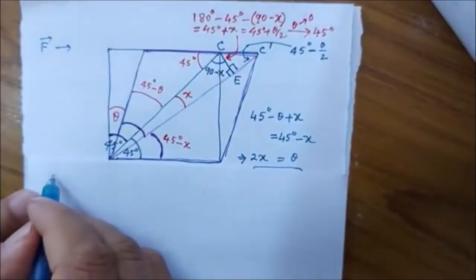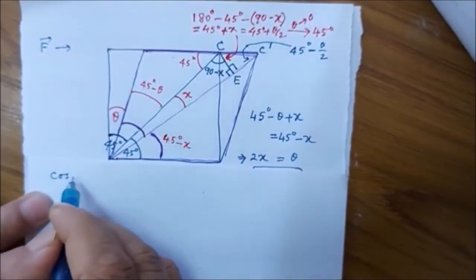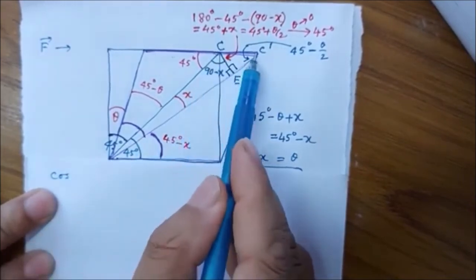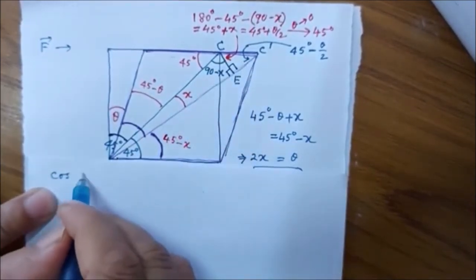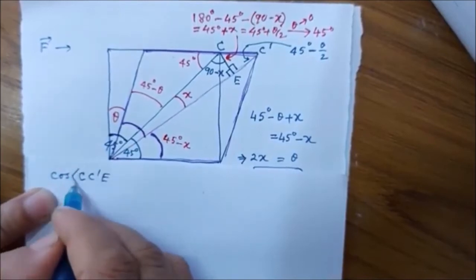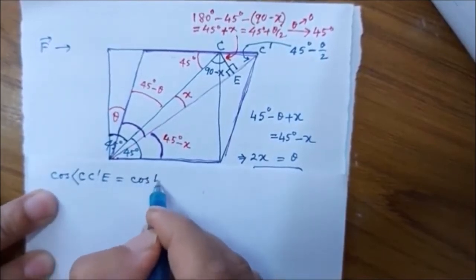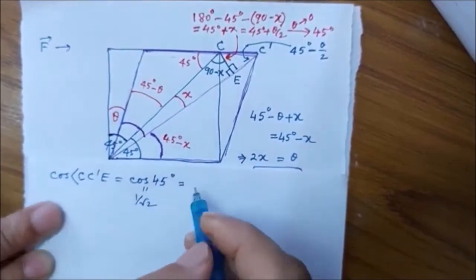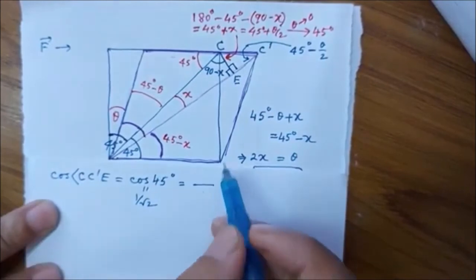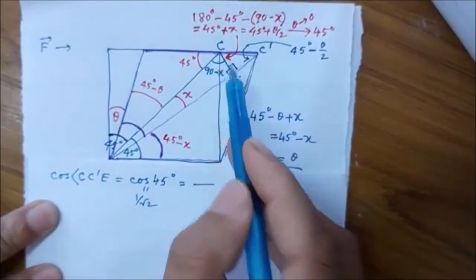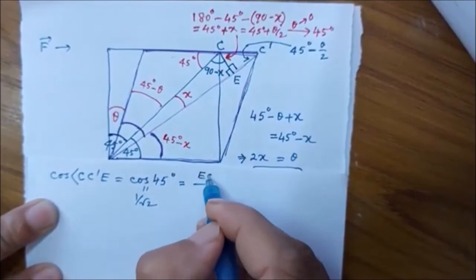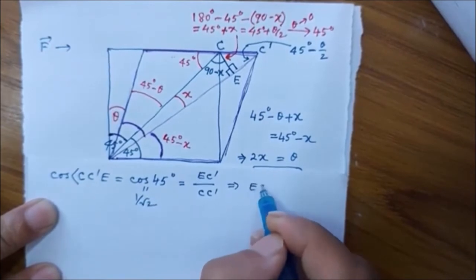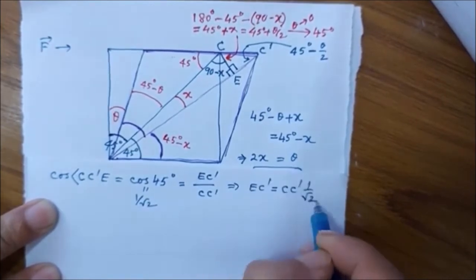So let us find the cosine of C prime E, that is this angle, which is as good as 45 degrees, that is 1 by root 2. So it is, as per definition, base by hypotenuse. So it is EC prime by CC prime, and therefore EC prime turns out to be CC prime into 1 by root 2.